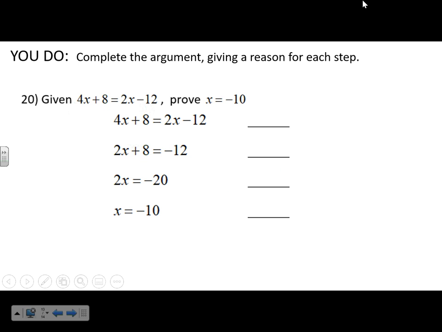So same thing with the next one. I give you the given, and I tell you to prove that x is equal to negative 10 without you really even having to look for it. I know that first step is given. It always is. And again, it's because they give us that. That's what you're starting with. It looks like then we subtracted the 2x from both sides. So that means we have subtraction.